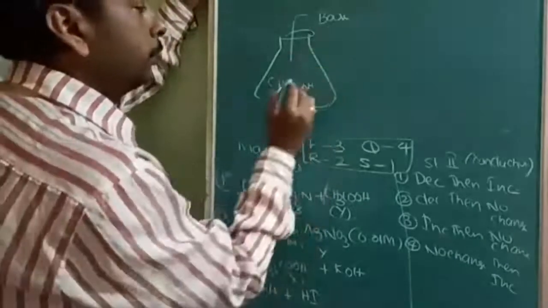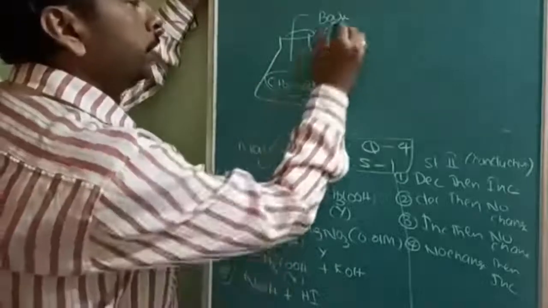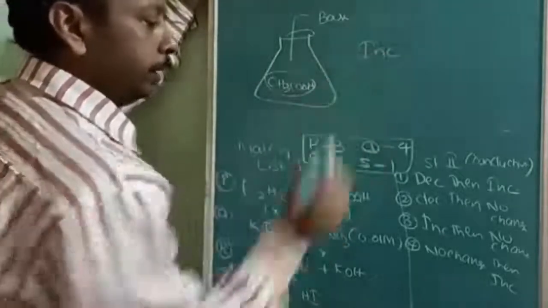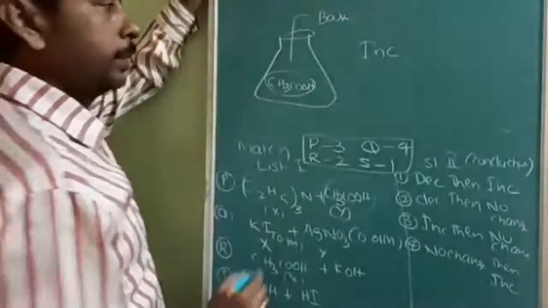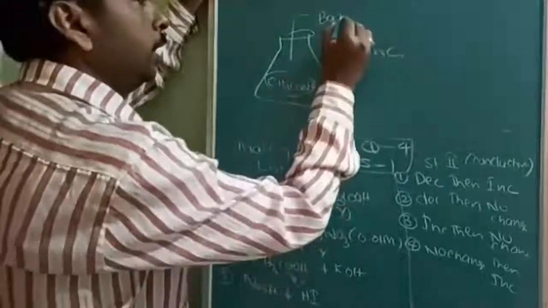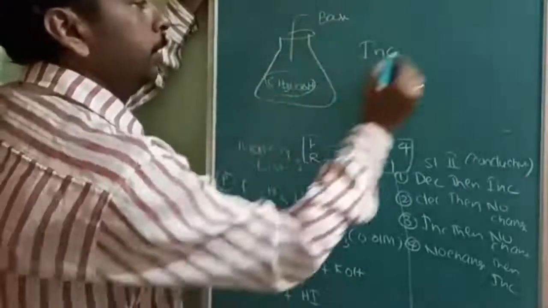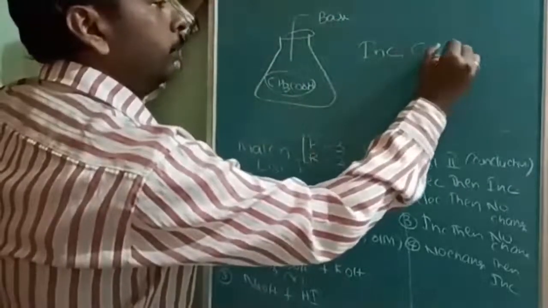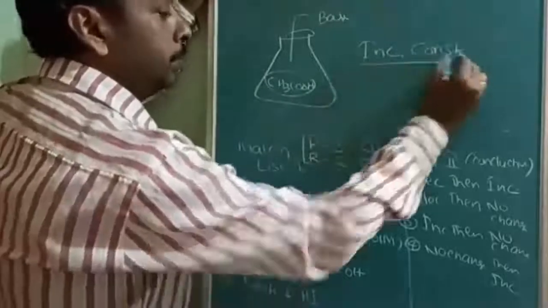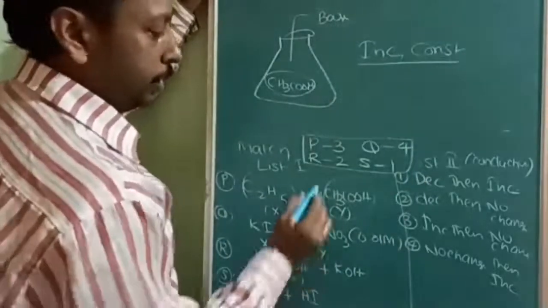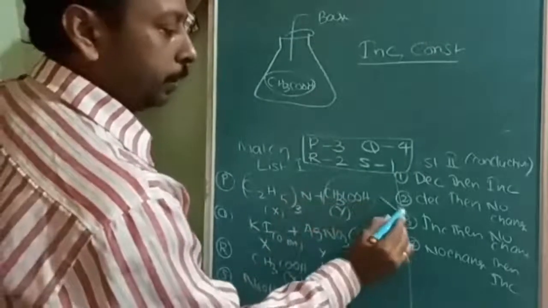First, salt formation will be there, weak acid and base. So salt formation will be there, therefore conductivity increases. Then again, weak base. So earlier it was weak acid, now it will be weak base, therefore it will be constant. So first increases, then constant or no change. So the P answer is 3.